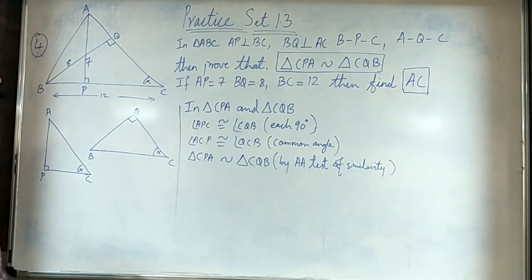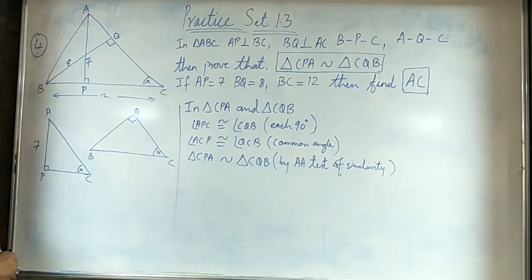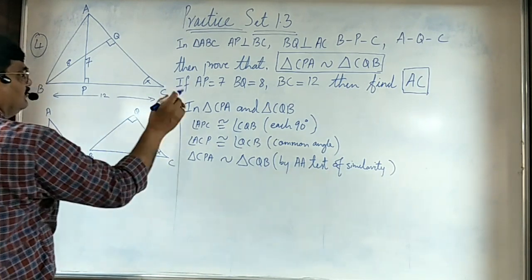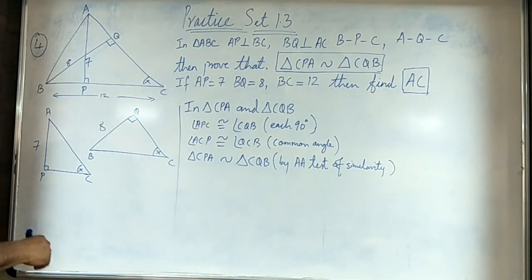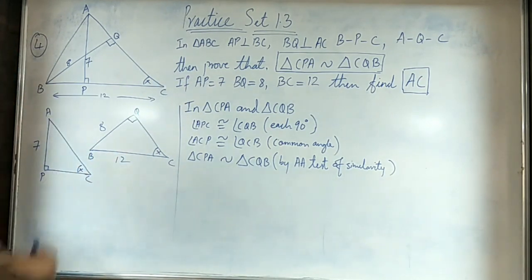Now let's go and write down the second question: to find AC. So first I'll write down the values that are there. They have given the value of AP as 7, and they have given the value of BQ as 8, and then the value of BC they have given over here is 12, and they told us to find the value of AC.